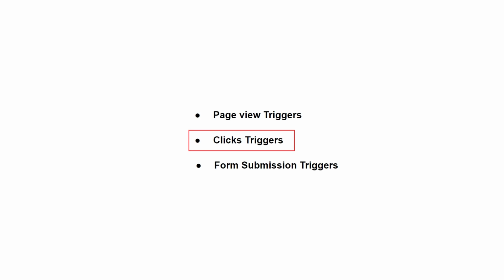So if you want to track when someone clicks on your buy now button, you can set up a click trigger for that button. And then form submission triggers, they fire when a user submits a form on your website. Like if you want to track when someone submits a contact form, you can set up a form submission trigger for that form. Now that you know what triggers are and the different types of triggers, let's walk through how to set up a trigger in GTM.